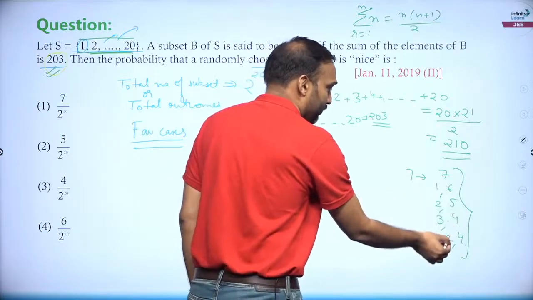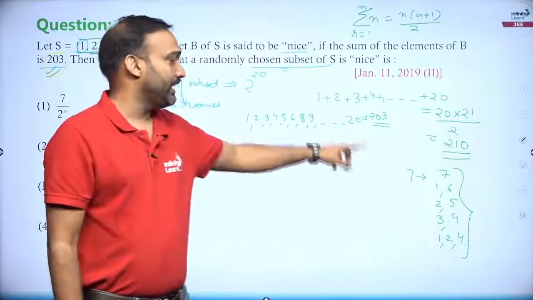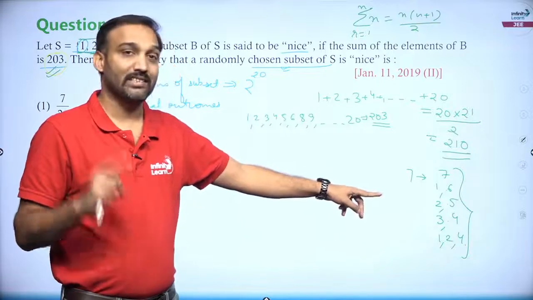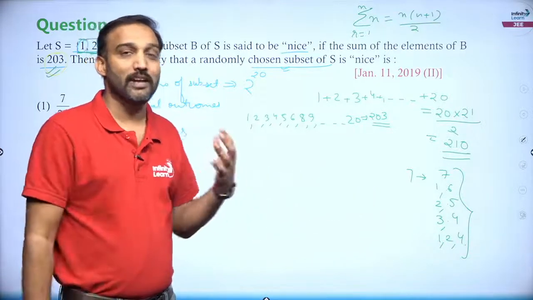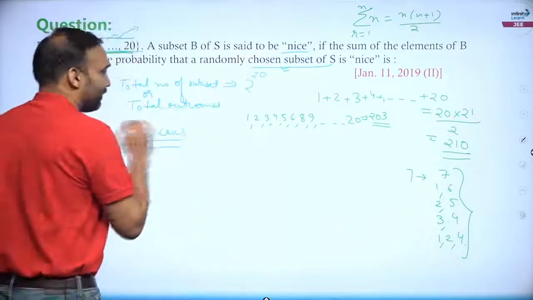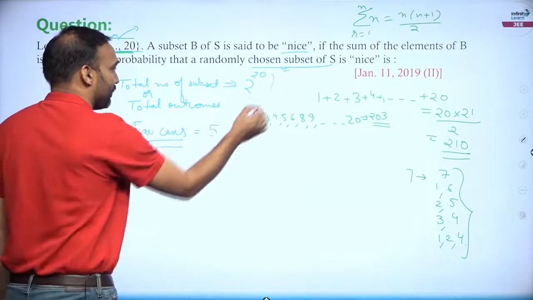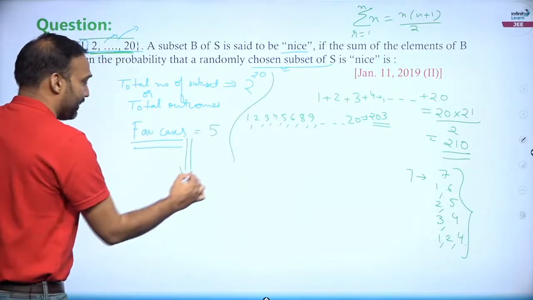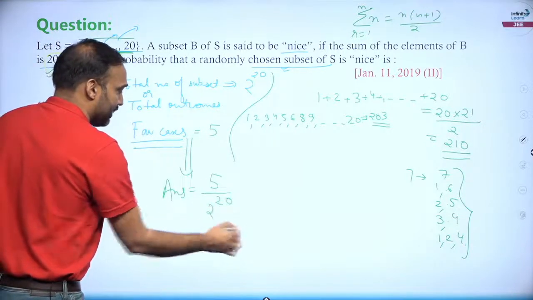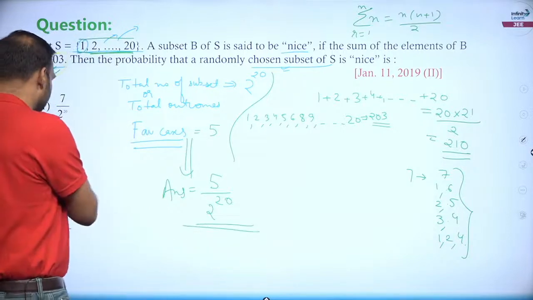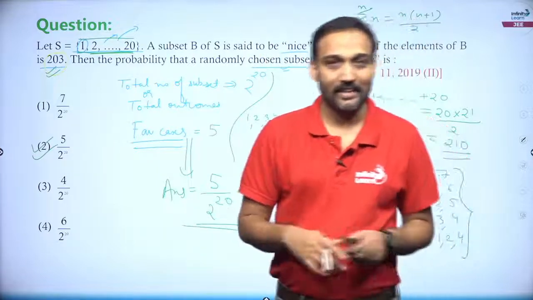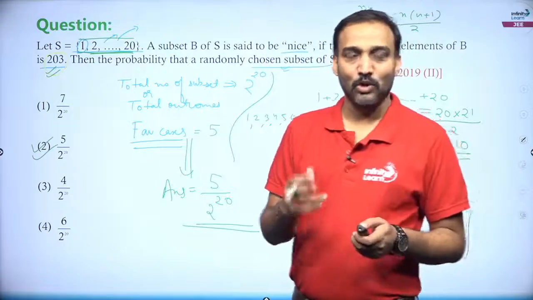1, 2, 3, 4, 5. So now from 1 to 20, if I remove 7, the sum would be 203. From 1 to 20, if I remove 1 and 6, the sum would be 203. So how many such cases will I get whose sum is 203? 5. So can I say my favorable cases is nothing but equal to 5. So from here, I can tell my answer is favorable cases upon total number of cases. So 5 upon 2 raised to power 20, that is option B. Right? So for this particular example, option B is the correct answer. Let us move on to the next example now.